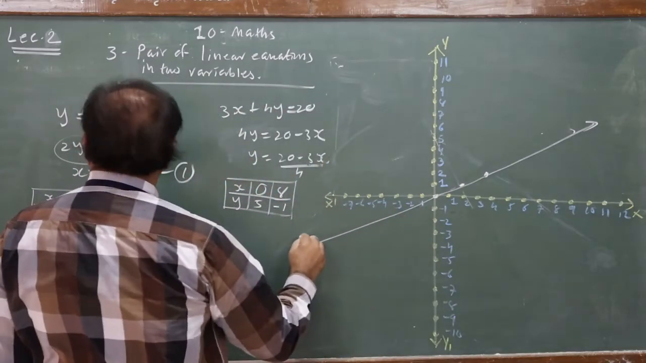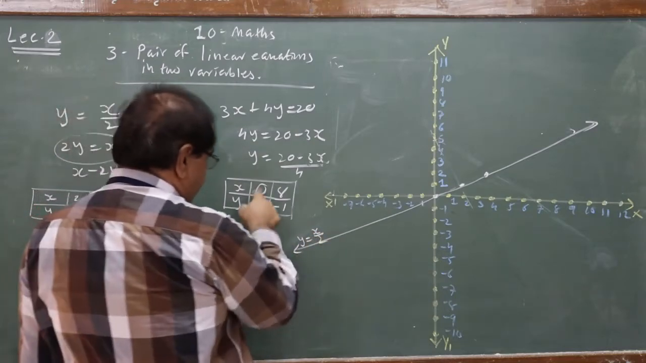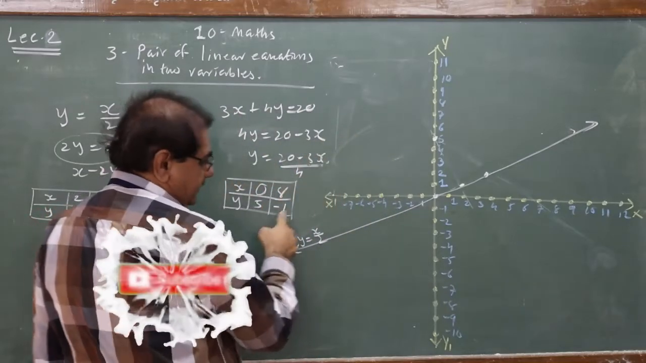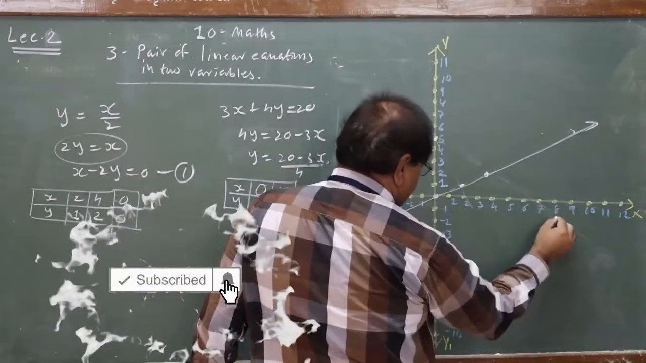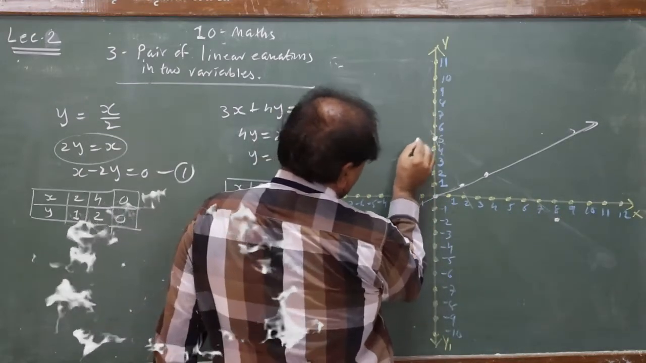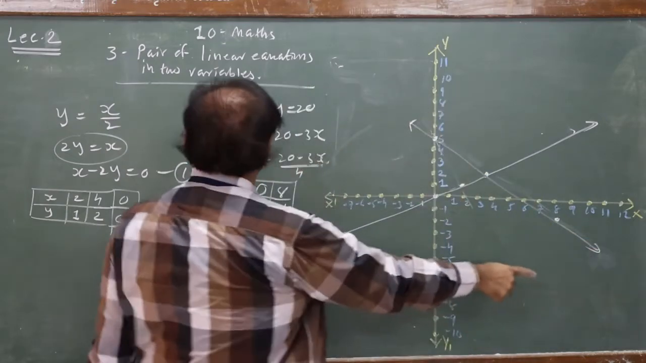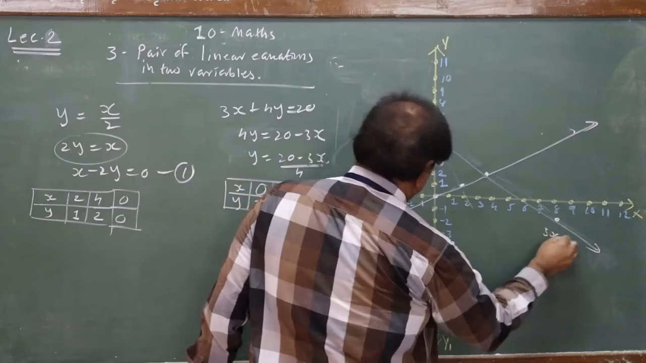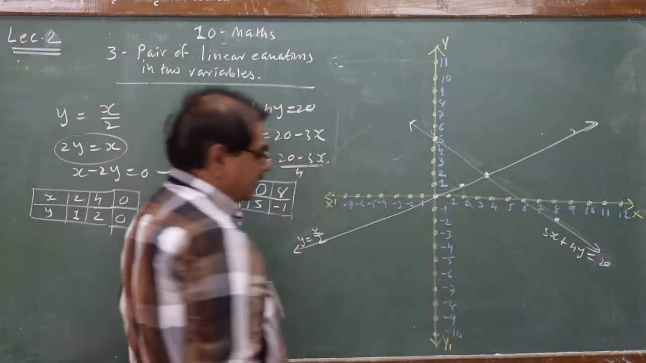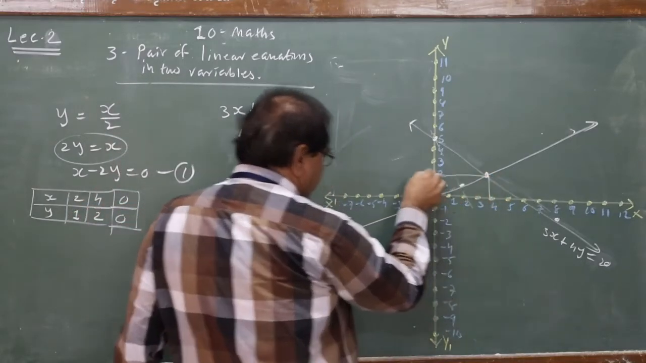Along the line, we took the equation y is equal to x by 2. For the second, 0, 5 is here, and 8, minus 1. 8 is here, and minus 1 is here. So this is the line. It represents the equation 3x plus 4y is equal to 20. Wherever they intersect, that is your solution. So x is equal to 4, y is equal to 2.